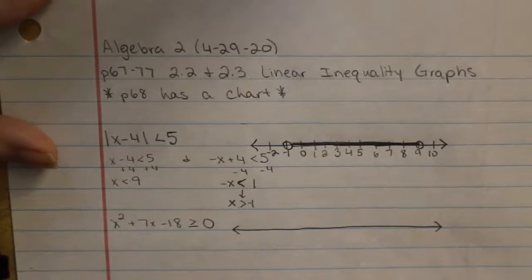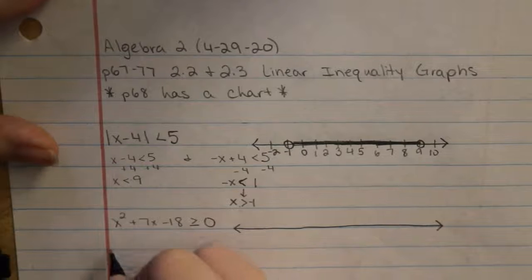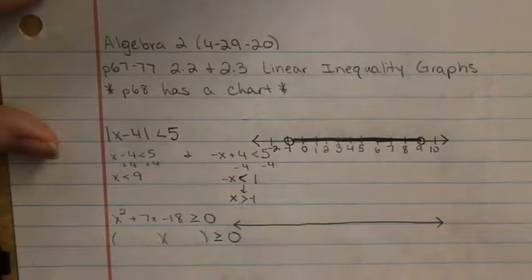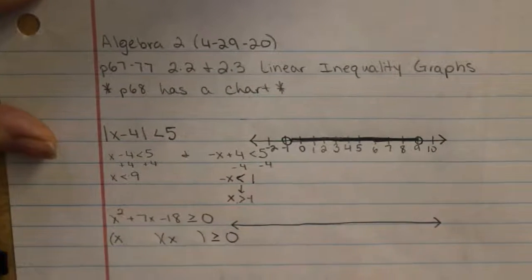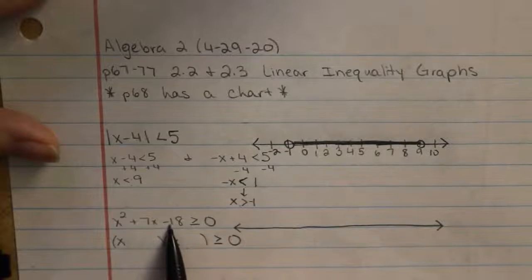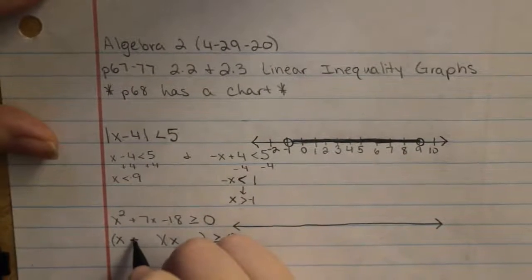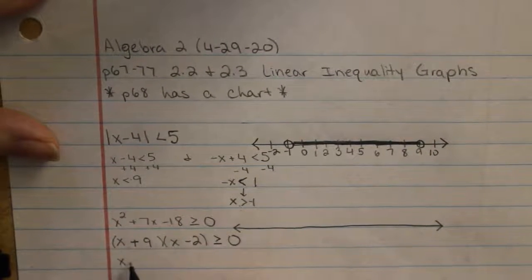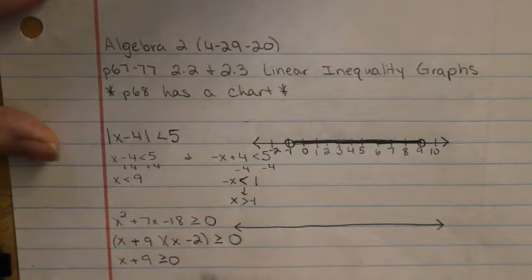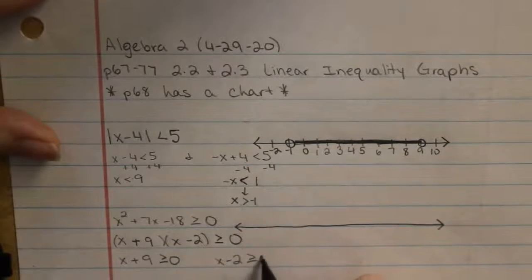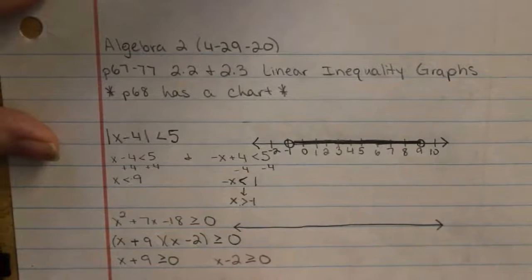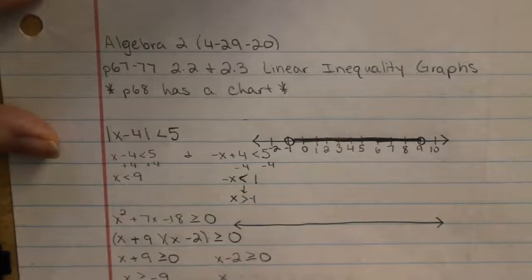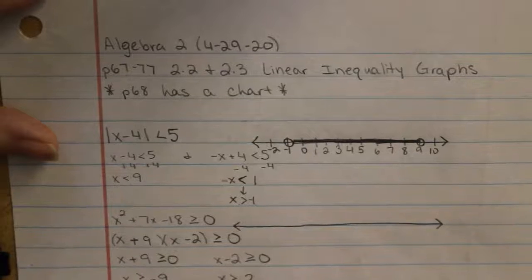Okay, so here I have a trinomial. So the first thing I'm going to do is factor this, and it's still going to be greater than or equal to 0. I've got an x and an x. And I know the factors of negative 18 that add together to give me a positive 7 are going to be positive 9 and negative 2. Now I'm going to set both of these greater than or equal to 0. I subtract the 9 from both sides, x is greater than or equal to negative 9. And add the 2 to both sides, x is greater than or equal to a positive 2.